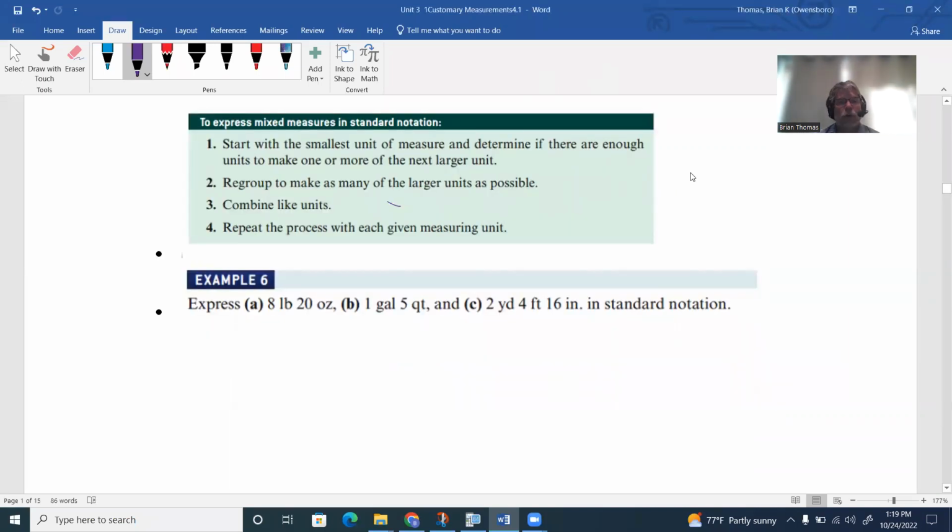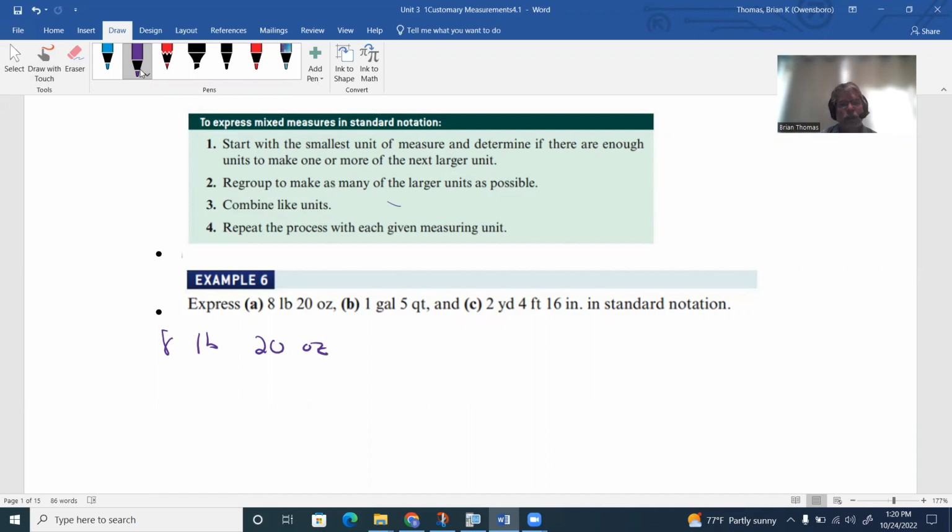So standard notation, what they're asking is, if I have 8 pounds and 20 ounces, you need to make a really nice space between your number and your unit of measurement. So 8 pounds, 20 ounces. To be in standard notation, if a bigger unit can be pulled out of a smaller unit, we want to do that.